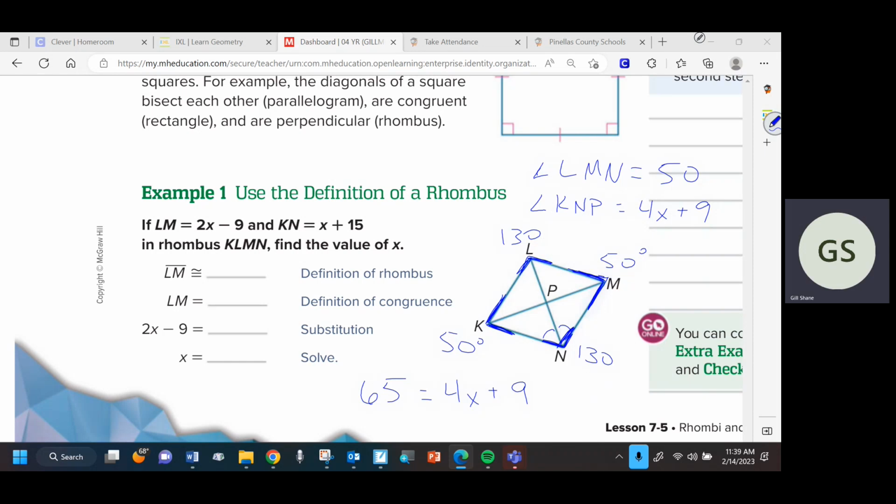You should have gotten, what is that, 56 divided by 4, 14? That's a lot. 14 was X. So you should have gotten 14 for X in my problem. That's not that problem. Here are the problems you're responsible for on the quiz.